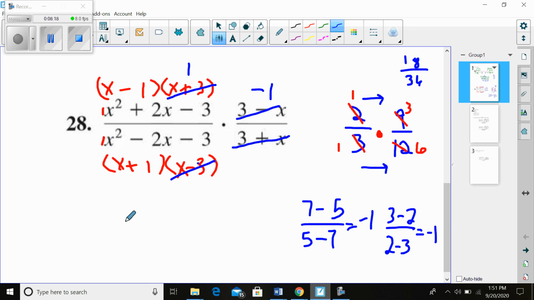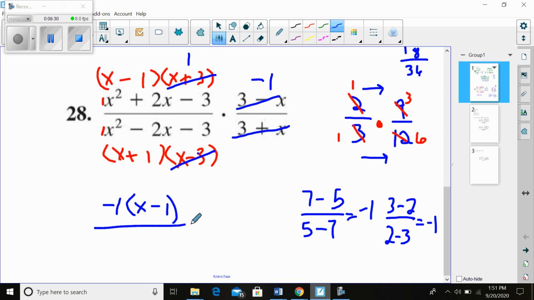Okay, so now what I'm left with is -1 times x minus 1 in the numerator. And then I am left with, in the denominator, x plus 1. And I'm okay with you leaving the answer like this. I'm also okay with you going like this and distributing. Sometimes students come here and they try to cancel.